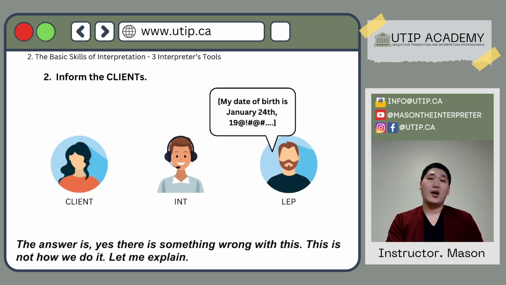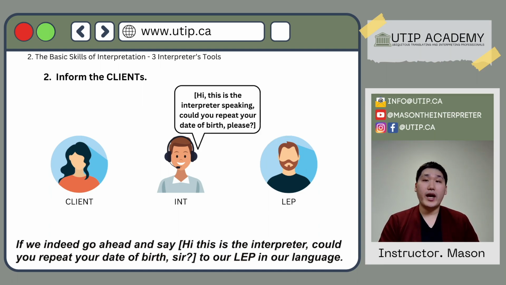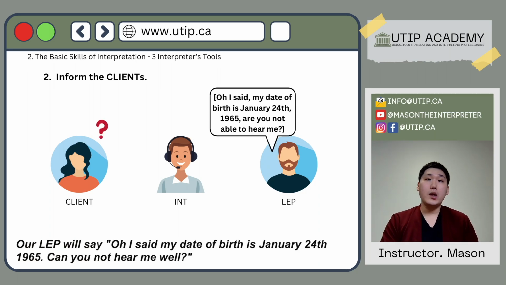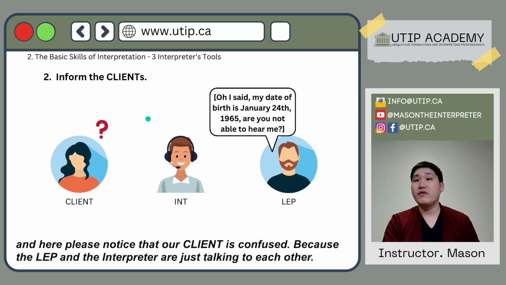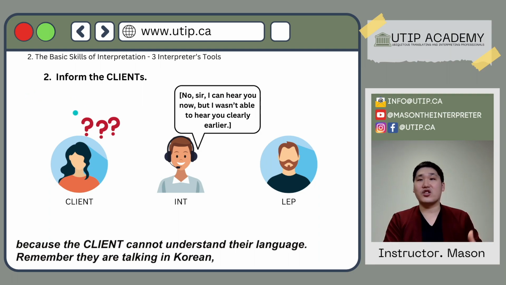Let me explain. We're back to our LEP talking to us. LEP said, "My date of birth is January 24th, 19 blah, blah, blah." And we didn't understand that. If we indeed go ahead and say, "Hi, this is interpreter, could you repeat your date of birth, sir," to our LEP in our language, what happens? Our LEP will say, "Oh, I said my date of birth is January 24th, 1965. Can you not hear me well?" And here, please notice that our client is confused because the LEP and the interpreter are just talking to each other. Then the interpreter explains why he had to ask LEP to repeat, which makes the client even more confused because the client cannot understand their language.